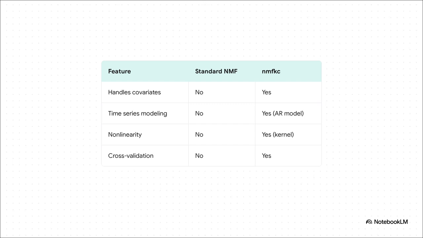So here's the problem in a nutshell. Standard NMF is a bit like a detective who can tell you what happened, but has no clue why it happened. It's great at finding patterns, but it can't really use other pieces of information, what we call covariates, to explain them. It's kind of operating in a bubble. Plus, it gets stuck when you throw time series data or nonlinear relationships at it, which, let's be honest, is most of the real world.